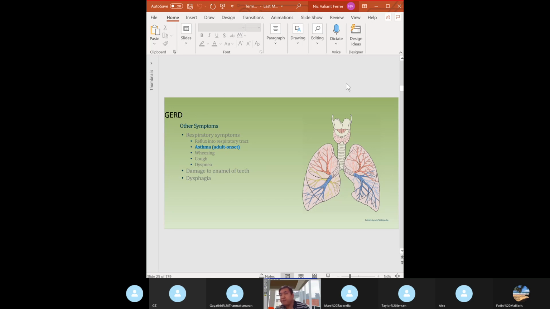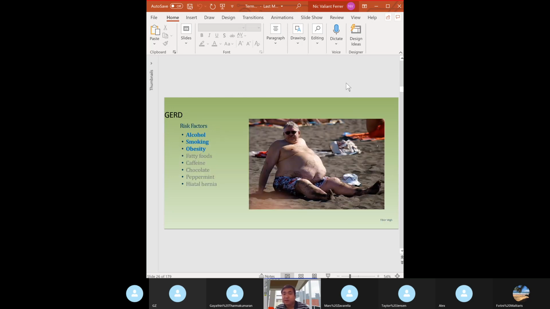You can have damage to the enamel of your teeth, so you're prone to dental caries, and dysphagia. Risk factors. So this is me during the pandemic. What are the risk factors? Alcohol, smoking, obesity, fatty foods, caffeine, chocolate, peppermint, and hiatal hernia.